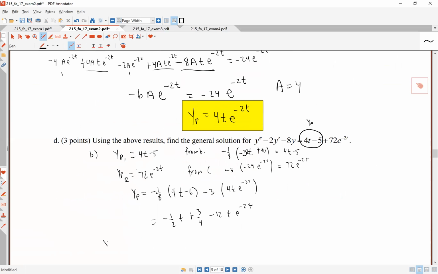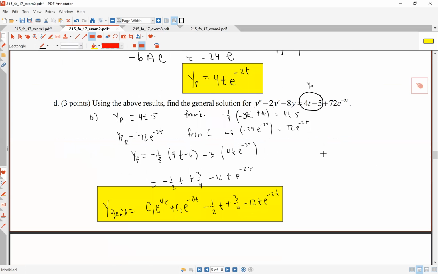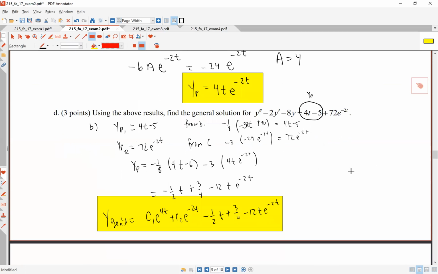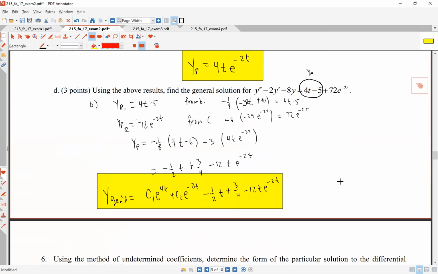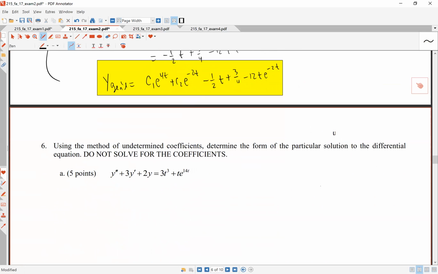So now our general solution is the homogeneous plus the particular. All right, this is definitely on the final. I gave you something a lot easier than that, though. Okay, so these were important.